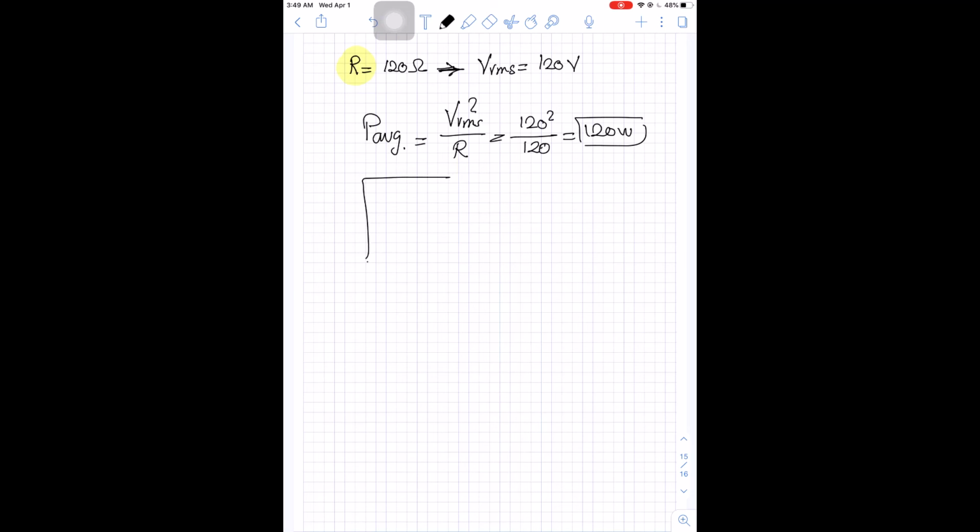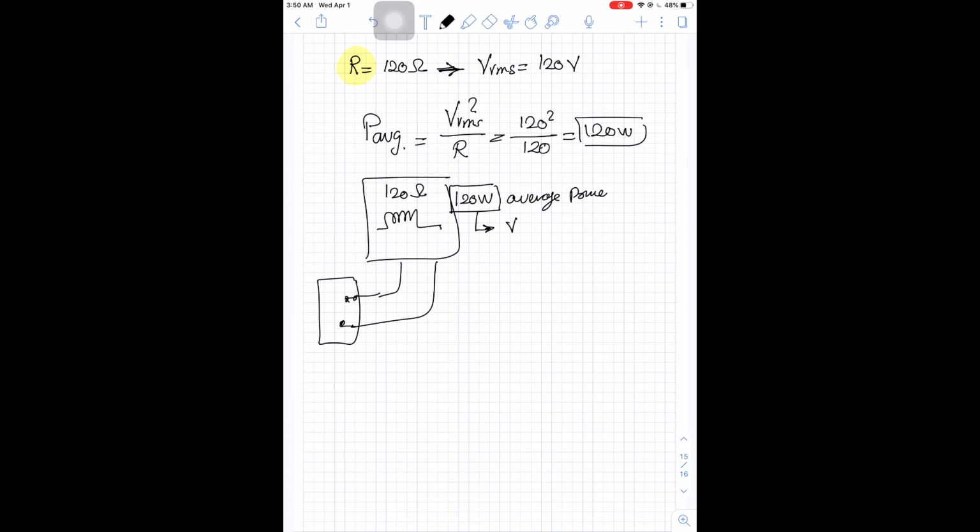So if you have a heater which has a coil inside, and this heater is 120 ohm, and you connect this heater at your home, you can write down on this heater that this heater is 120 watt. How do you calculate this 120 watt, or the average power? By using V RMS of the outlet you have at your home divided by R. And this is the importance of using the RMS: to calculate the average power directly without having to integrate, or finding the integration.